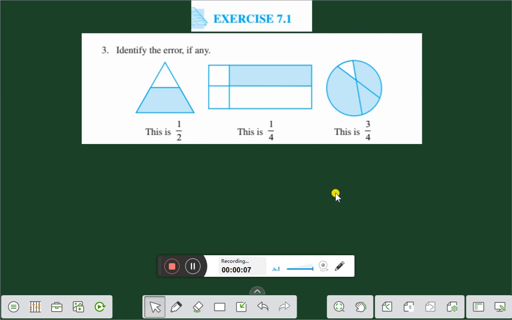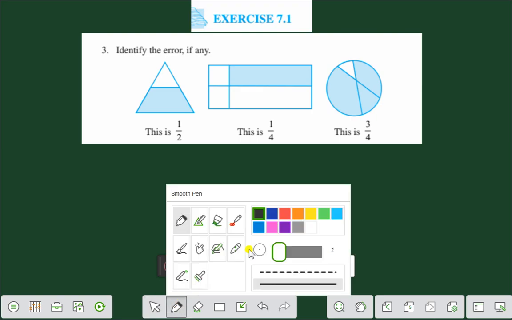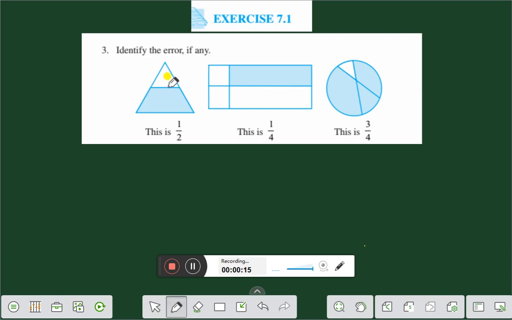Identify the error if any. This is 1 by 2, right? The question is, this is 1 by 2. Now here you see this is 1 by 2. You have to remember that this is not correct. Why? This part and this part are not equal, right? Therefore, this 1 by 2 is wrong. The answer will be all parts are not equal.